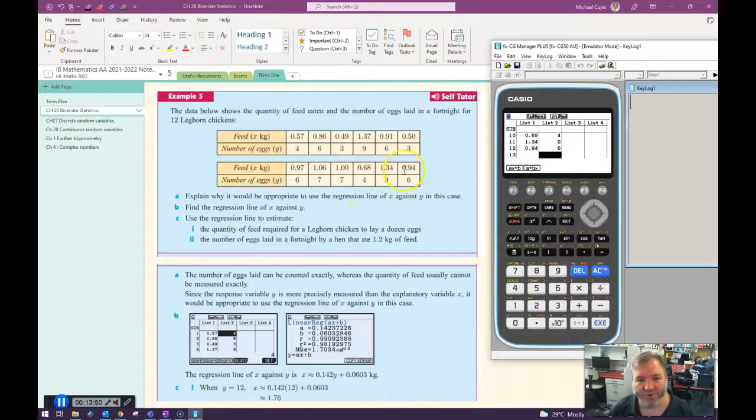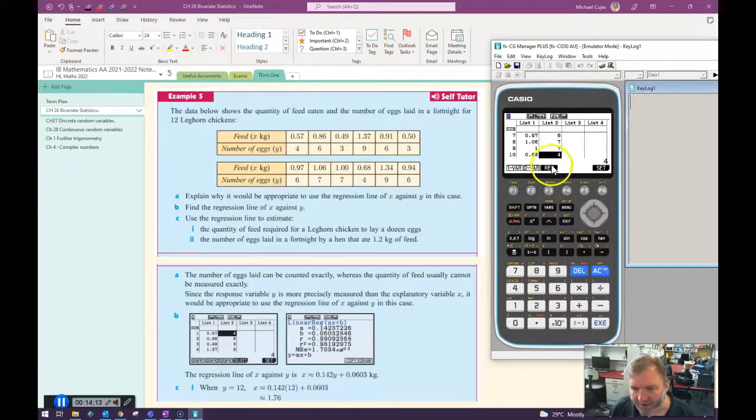So therefore, we want to do the x against y. We want to do our correlation looking at minimizing the y differences rather than the x differences. When I put it into my calculator here, I've just got the 12 values in there, hopefully I've got them right.